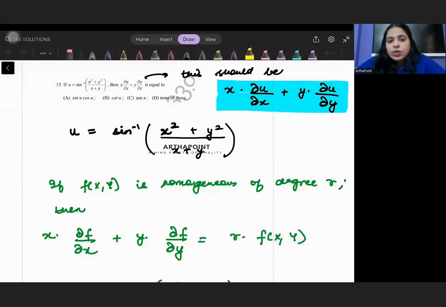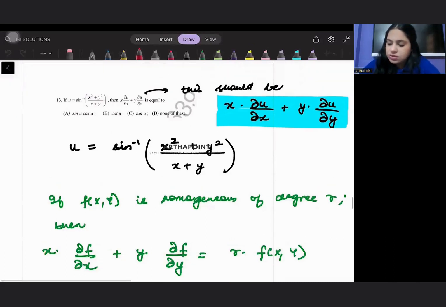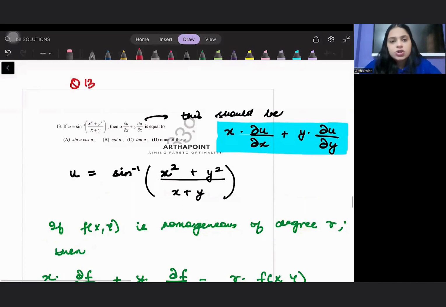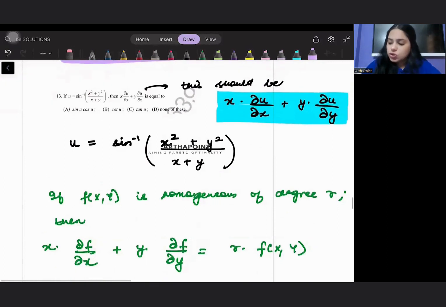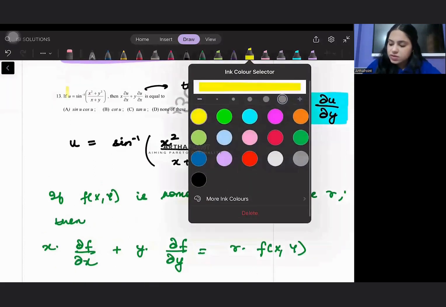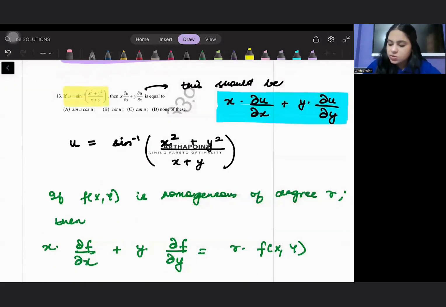In this lecture, we will take questions 13 to 15 of the ISI PEA 2004 paper. Look into the question better. You are given u is equal to sine inverse of (x square plus y square) upon (x plus y), and you need to calculate x del u by del x plus y del u by del x.